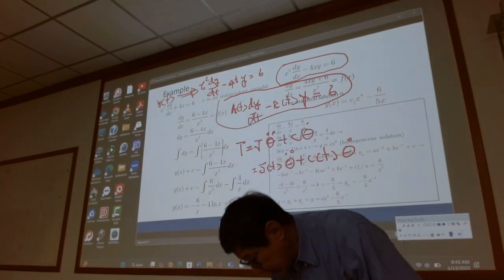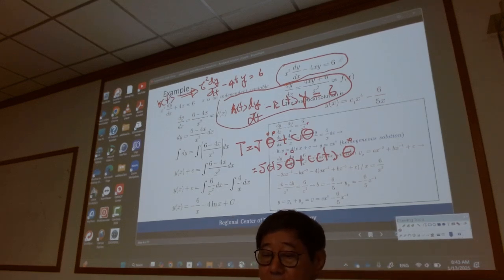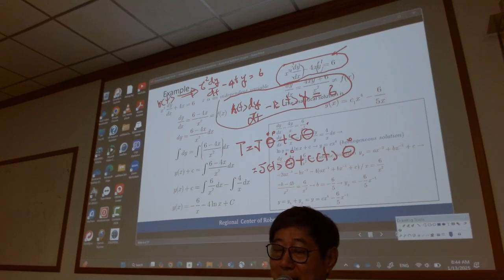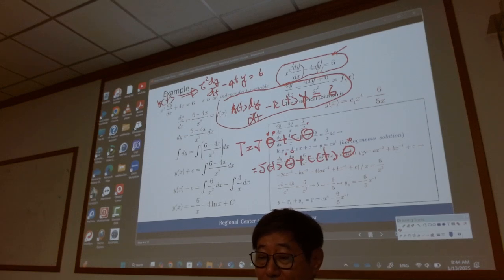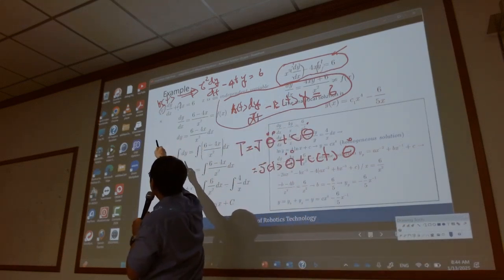Okay, so look at this one. This is a first order, right? First order, and linear because of this term, right? And if this is t, it's time varying. Normally it's not that easy to solve, right? If it's constant, look at this one. If this is constant, and this is constant.